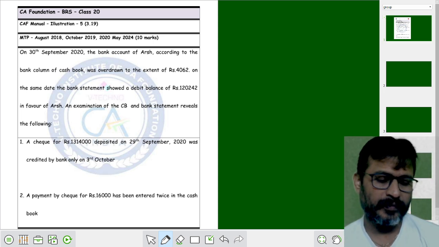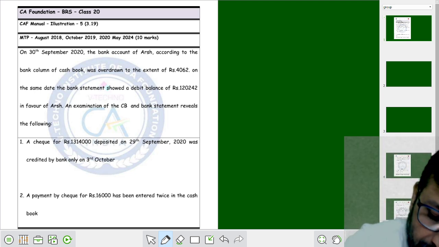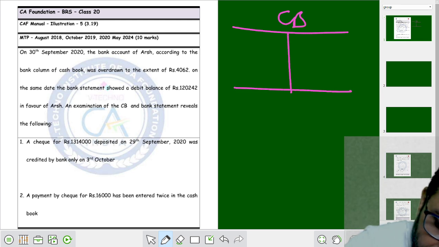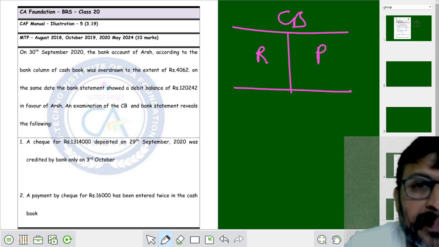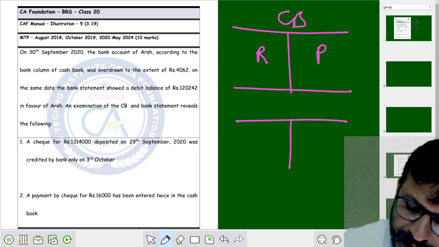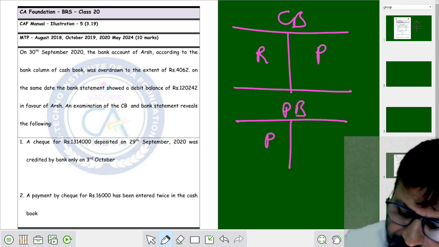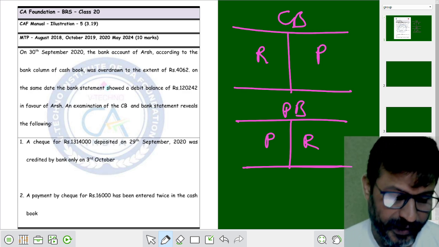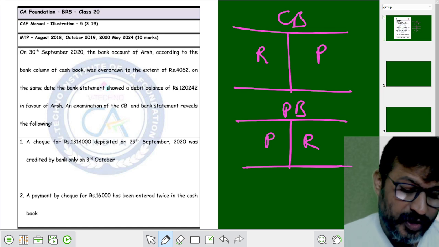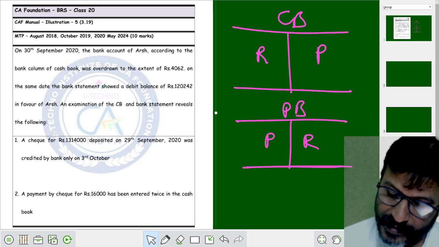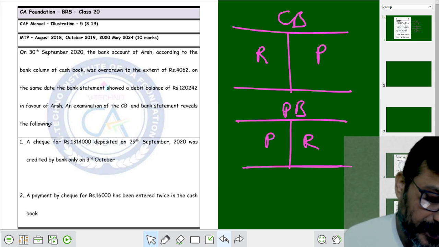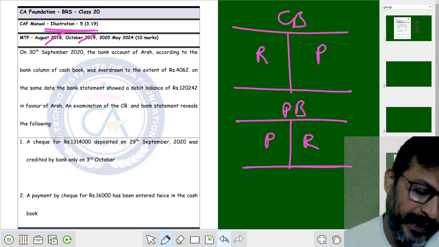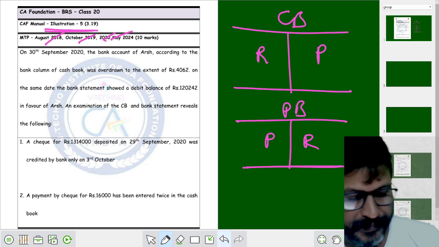Let me move on to the next one. Before that, as usual, we have to get ready: in the cash book, debit side receipt, credit side payment. In the passbook, debit side payment, credit side receipt. Okay, my dear kids, see here. This question is from CA Foundation, fifth illustration. The same question has been asked in so many MTP papers, nearly 4 times.